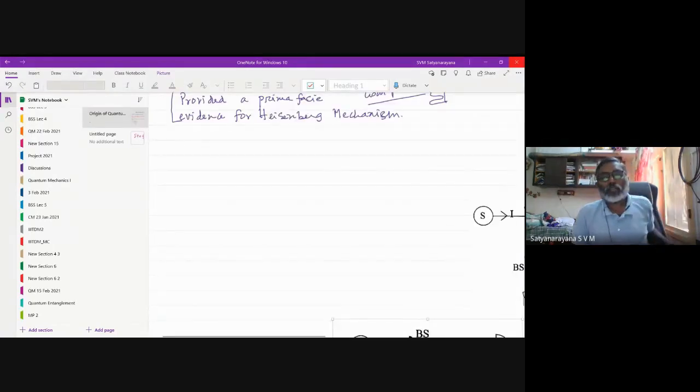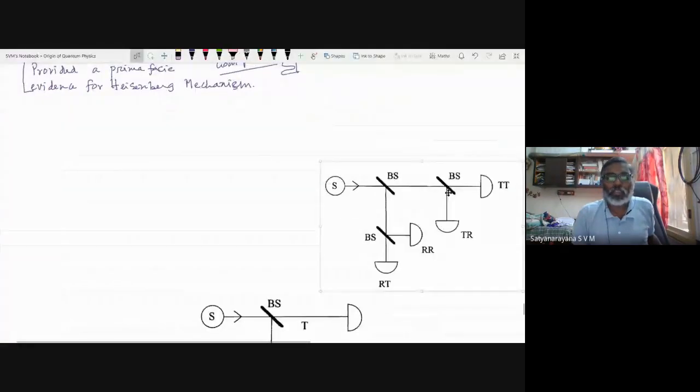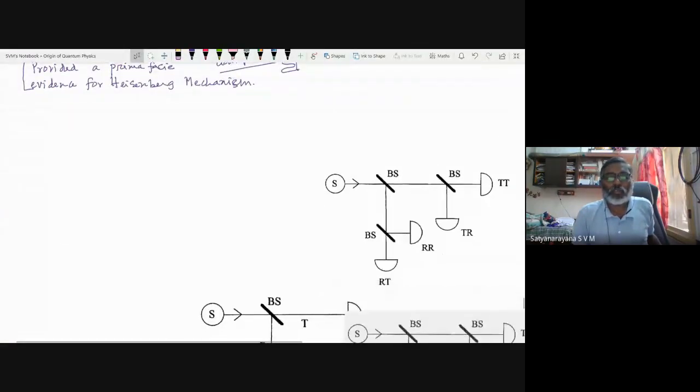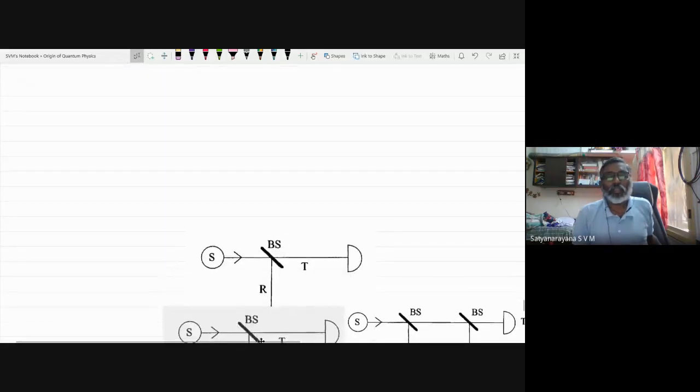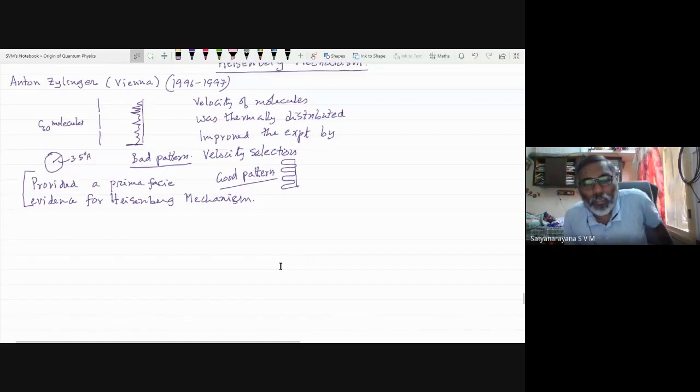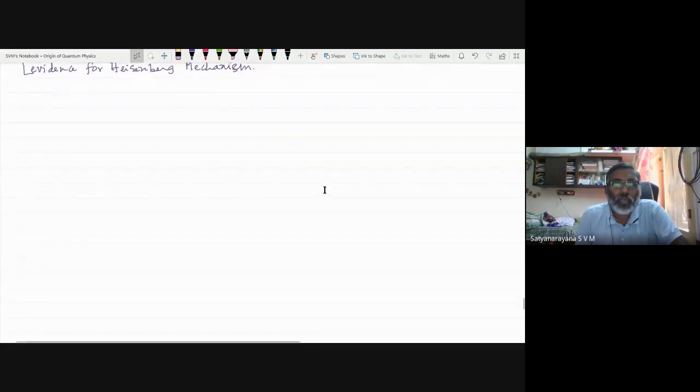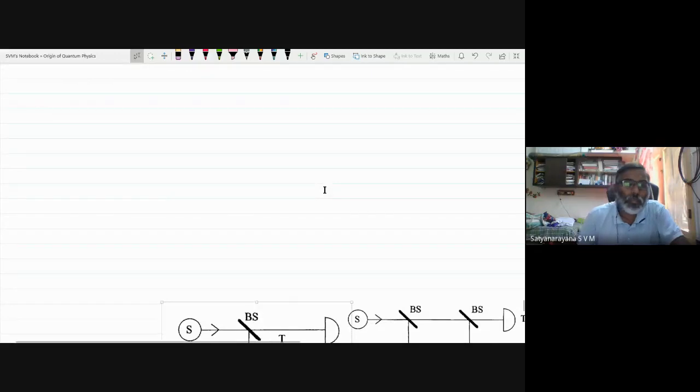So I am trying to develop this language of quantum mechanics, not by using mathematics, even though mostly it is done in textbooks by using mathematics, but I am trying to develop first some feel for the concepts, then you can use mathematics. Mathematics is not difficult, but first we should get a feel for this. So let me introduce some experiment like this.